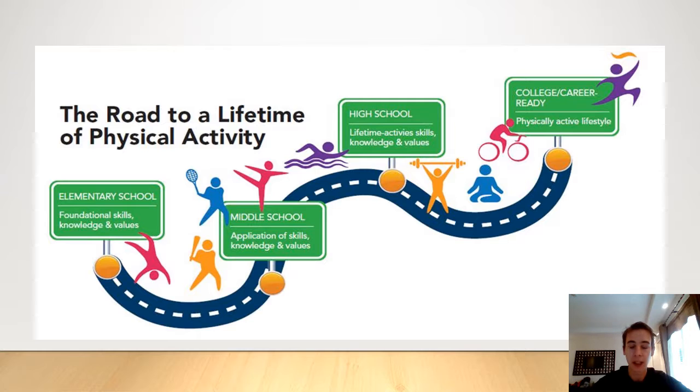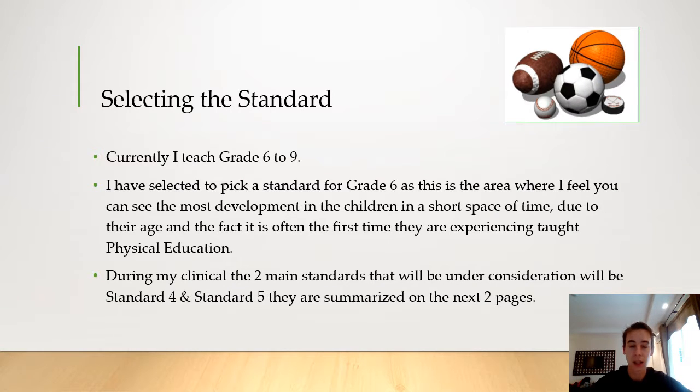The middle school area I'll be looking at is where the kids look for application of skills, knowledge, and values within sport and physical activity. How I selected the standard: I teach grade 6 to grade 9, and I've decided to select a standard for grade 6. The reason for this is it's an area where the kids generally have the biggest amount of improvement in a short space of time, due to their age and the fact that it's often their first time they've been taught PE. Next term, I will be looking at Standard 4 and Standard 5 primarily. So these were the two I needed to consider before deciding on selecting one.